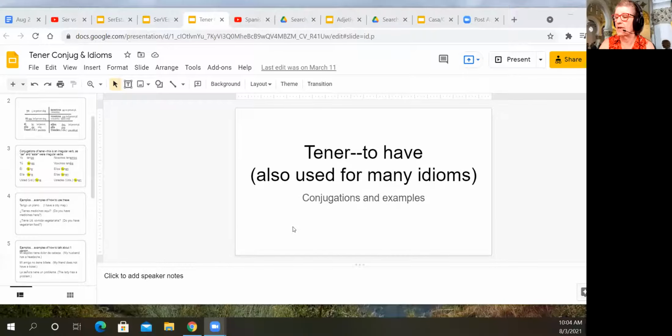Okay, we do want to talk a little bit about this verb tener. This verb tener has two purposes. It's used to talk about what you physically have, what you own, what somebody owns, what something has. And then it's also used in what we call idioms. And that's what we're going to talk about more in about 3 minutes.